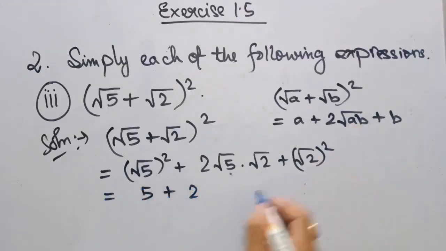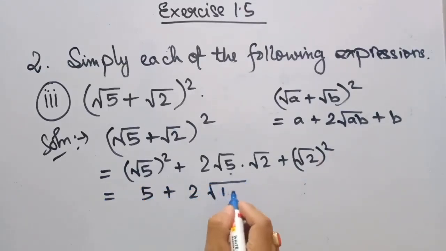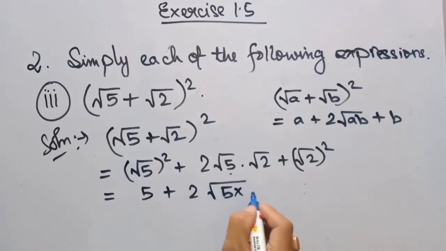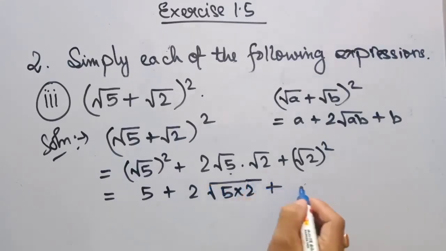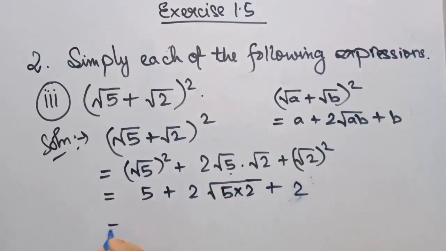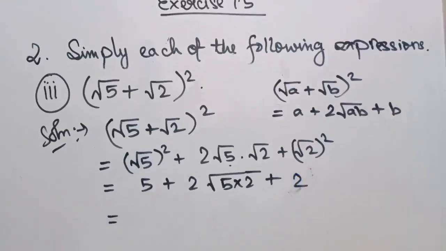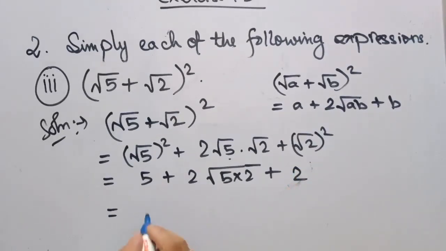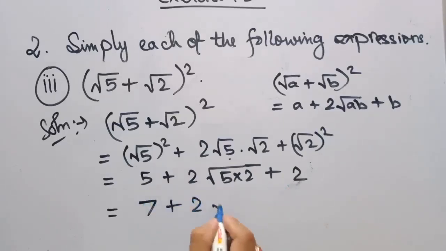equal to root 5 into 2 plus root 2 square equal to 2 plus, here we will add 5 with 2 and we will get 7. 5 plus 2, 7 plus 2 root 5 into 2 equal to root 10. So after simplification, we will get 7 plus 2 root 10 as our required answer.